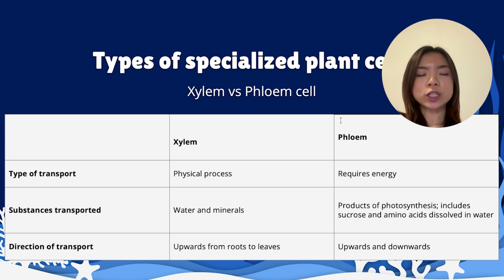So that's it for specialized plant cells, and hopefully we've clarified the three different types of specialized plant cells.